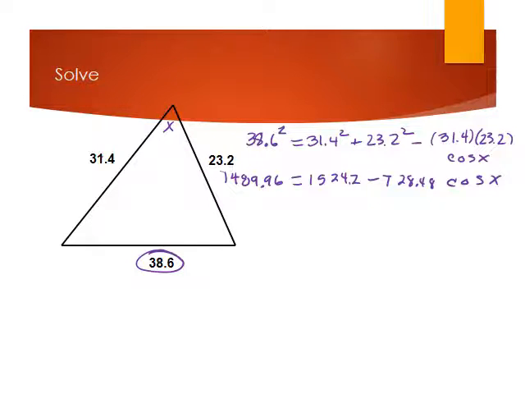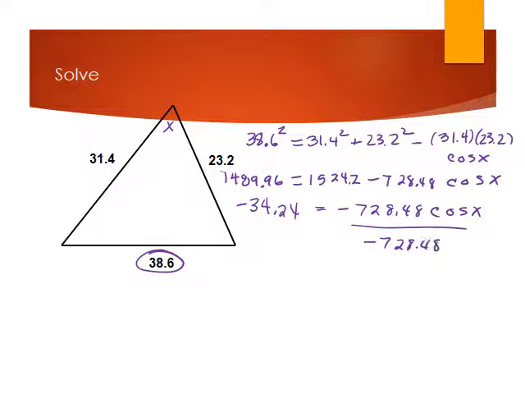Okay, so I've got to follow rules for solving equations, so I'm going to subtract the 1,524.2 from both sides, and it's going to give me negative 34.24 equal to negative 728.48 times cosine X. I'm going to divide both sides by the negative 728.48, and that will give me approximately 0.047 equal to cosine X. And this time, remember, we've got to use inverse cosine to find X.